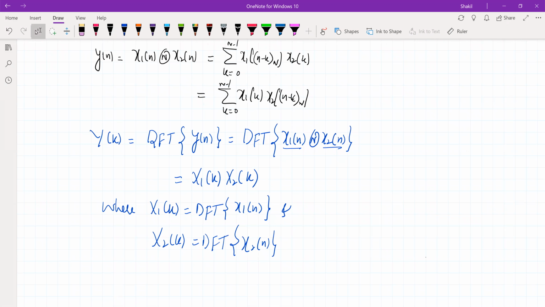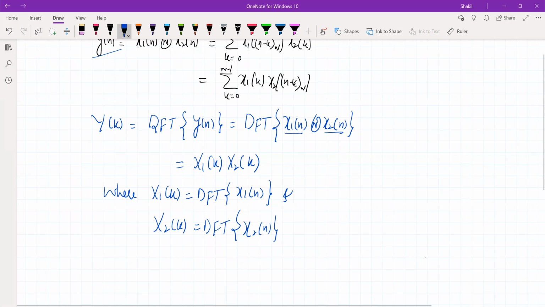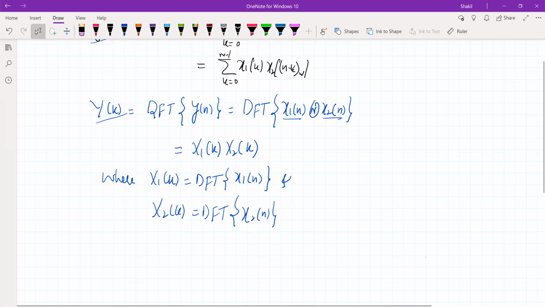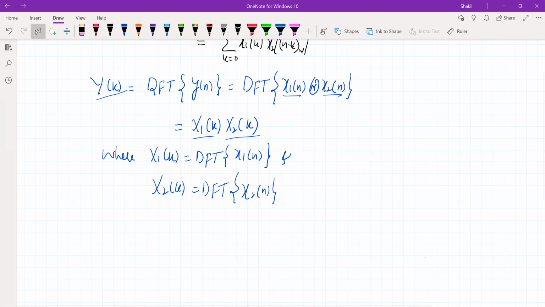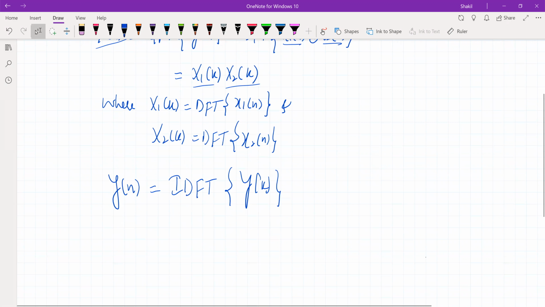So what does this say? Our goal is to evaluate y of n, but we'll first obtain Y of k. How do we obtain Y of k? By taking the DFTs of x1 and x2 and multiplying those DFTs, we get Y of k. Then we'll evaluate y of n by taking the inverse discrete Fourier transform of Y of k. Then we will get y of n. This is the procedure that will be used today.